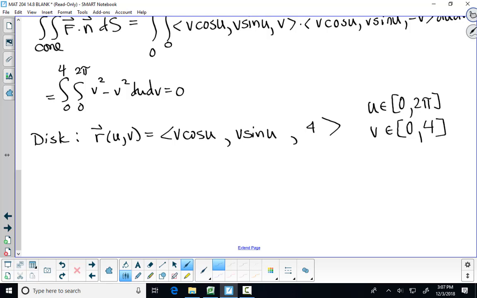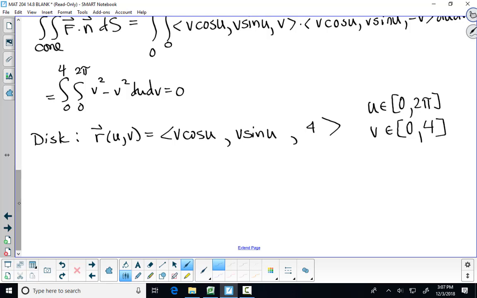As v changes, sine of u and cosine of u take you around in a circle of radius v. So we're imagining a bunch of concentric circles to build that whole disk. When v is 0, we get the point in the center. When v is 1/8, we get the circle of radius 1/8. Then we keep going until we get to v equals 4, and that's the boundary of the disk. So that's the whole disk.